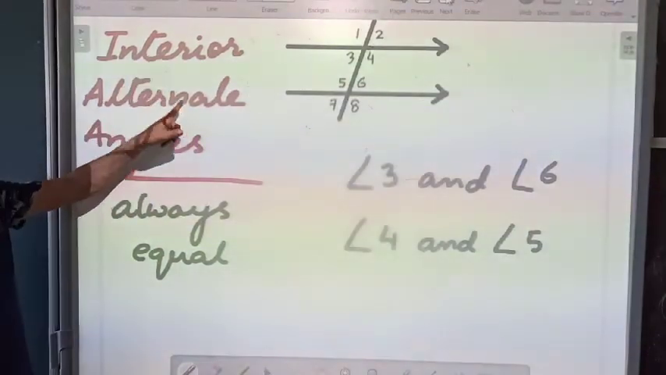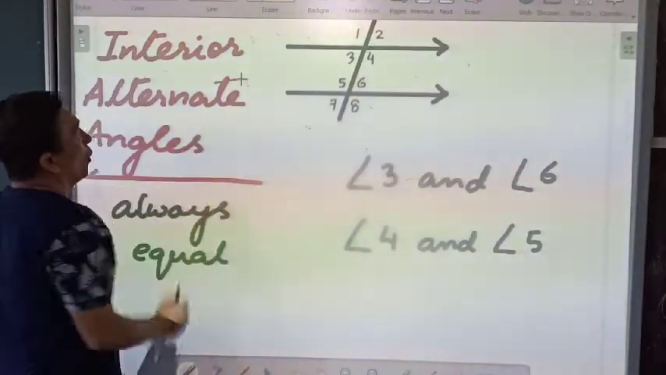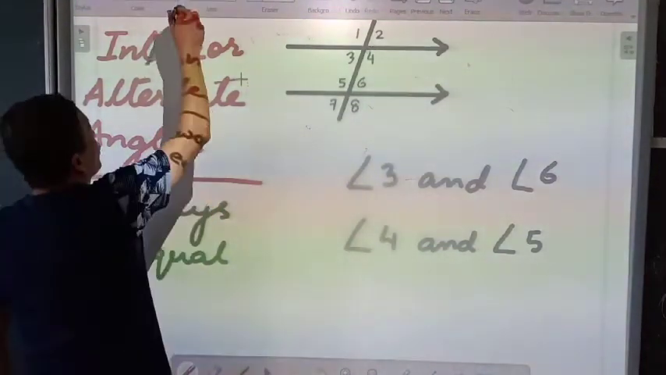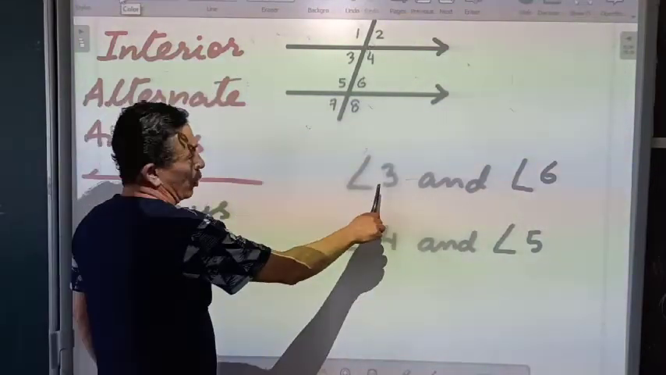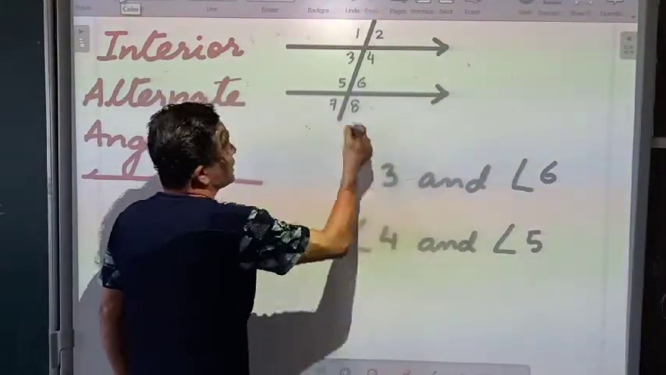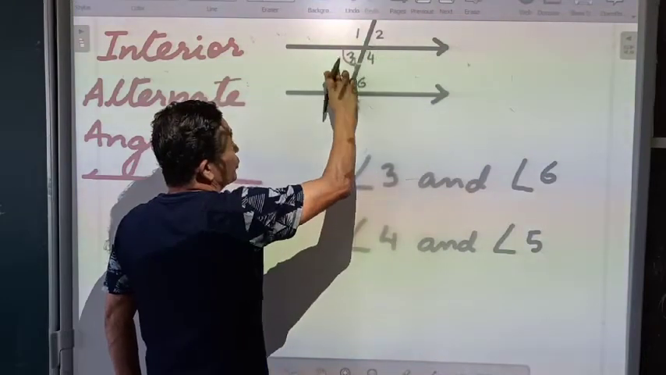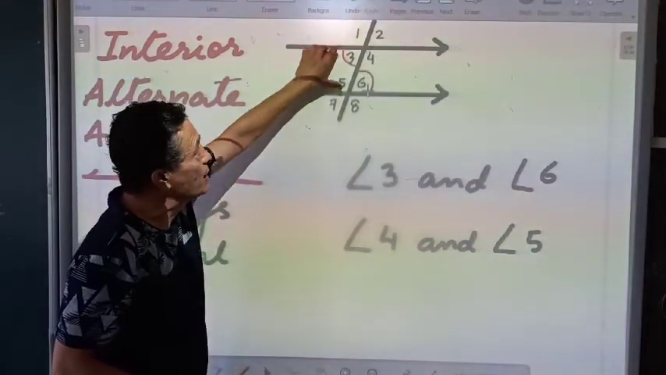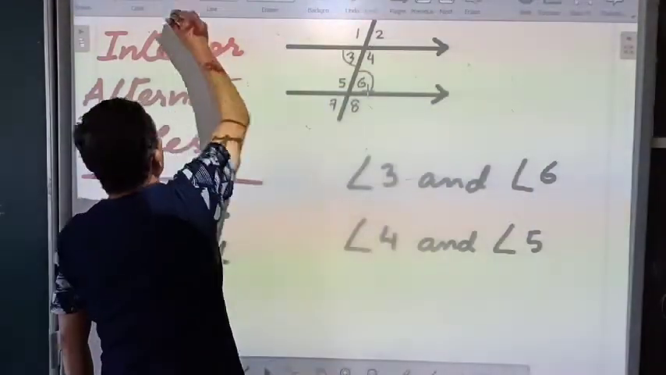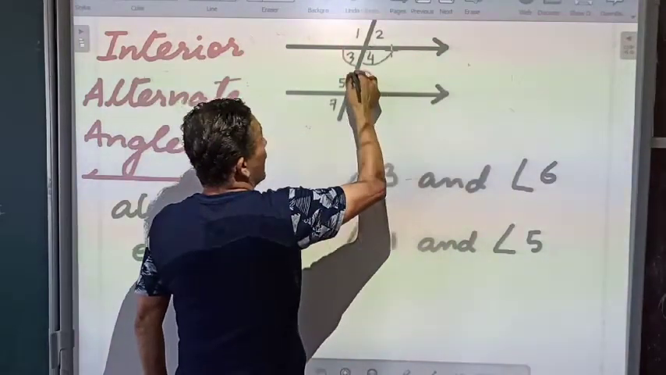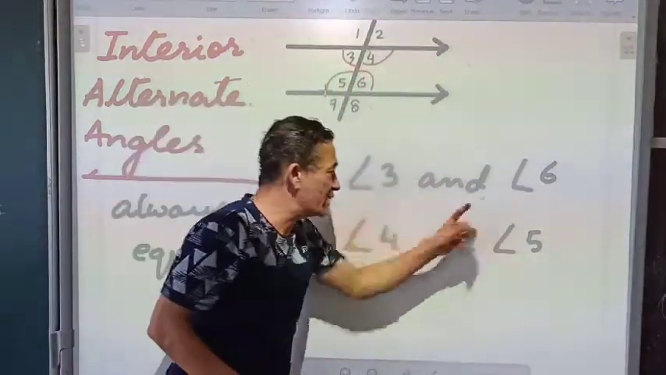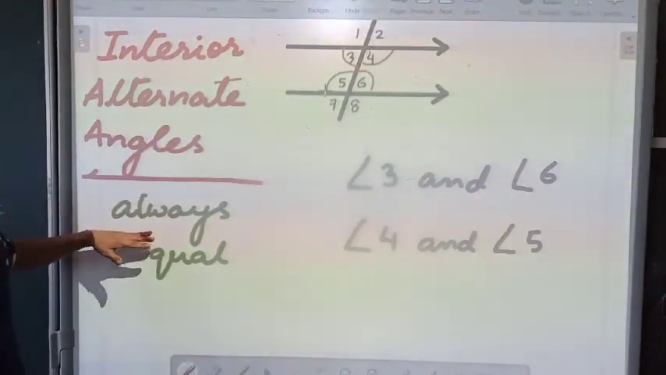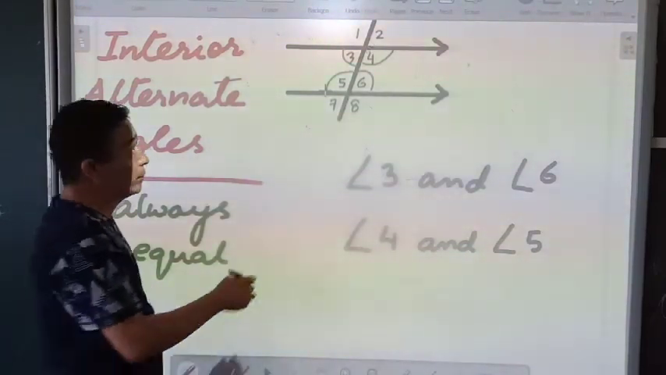Next one, interior alternate angles. Now what are interior alternate angles? Let's have a look at it. Interior alternate, there are 2 pairs, 3 and 6. Let's look at it. It is inside the 2 parallel lines but on the opposite side. Inside the parallel lines but on the opposite side. Similarly, the next one will be 4 and 5. So 3 and 6, 4 and 5 are interior alternate angles. Interior alternate angles are always equal.